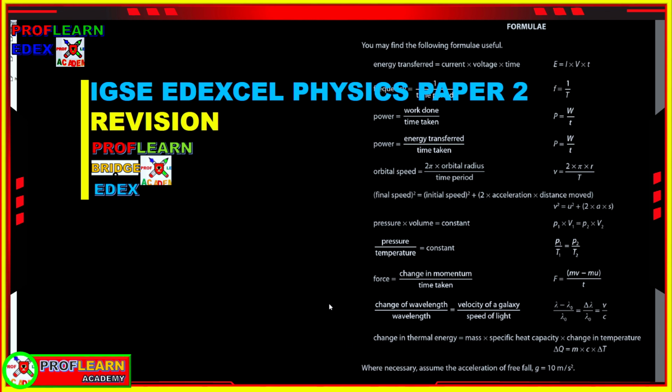So what you need to understand is that in IGCSE Edexcel Physics Paper 2, these are the formulas that you will be able to see on the first page. You are given the formula for power, orbital speed. You are given the equation of motion. You have pressure times volume is constant. You are given different formulas here, which become handy in order to solve some of the questions. So don't forget that you can use this area.